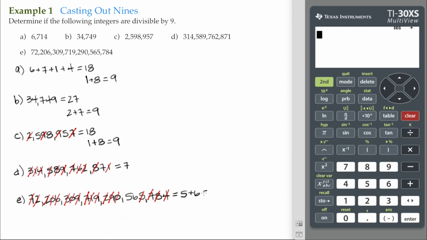5 plus 6 is 11. And 11, that'll be 1 plus 1. That's equal to 2. So we'll have a remainder of 2. And when you think about it, 9 goes into 11 one time with 2 left over. So 9 does not go into this very large number. But if we were to divide it, it would have a remainder of 2.